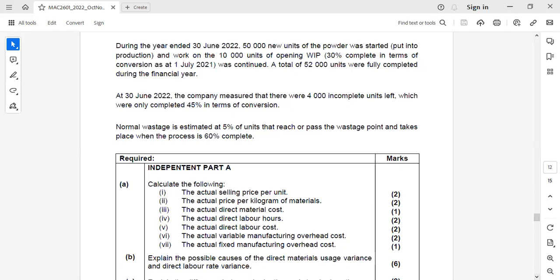Right. Calculate the actual selling price per unit. We have to find out. Normally, we know that when we are doing standard costing variances, when they say calculate the actual selling price, that means they've already given us a variance that involves the selling price.